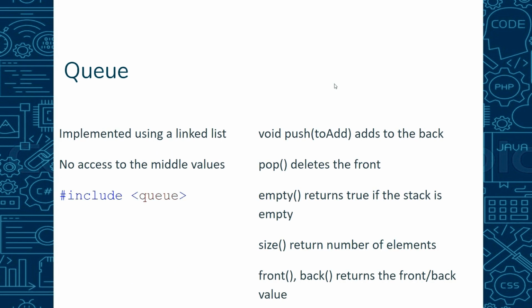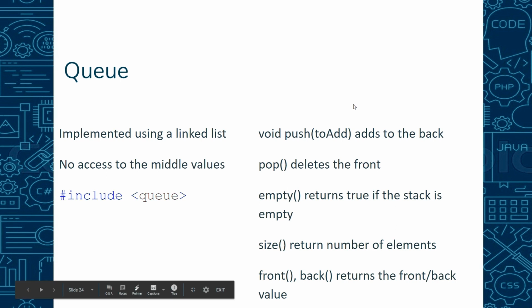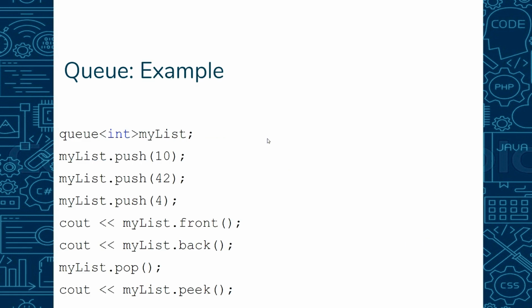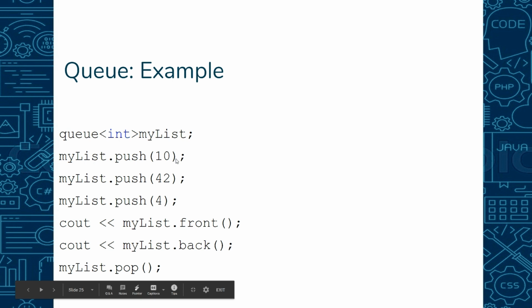There's also a queue built into the std library. You just include queue, and it has push, pop, empty, which sees if it's empty or not. Size tells you how many elements are in there. Front and back return the front or the back values. So here's an example of an int queue. Same example, and in this situation it's adding 10 to the front, adding 42 next, and then 4. So if I view the front of the queue, that's going to be my 10. Back is going to have my 4. If I pop, that's going to remove the front of my queue, so I would be left with 42 and 4.